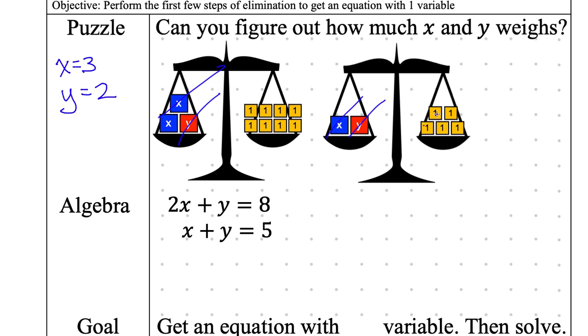Question. Yes, Asha. Could you figure that out the same way by just doing 3 plus 2, or does that not always work out? It doesn't always work out, yeah, unfortunately.